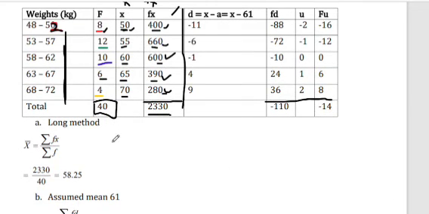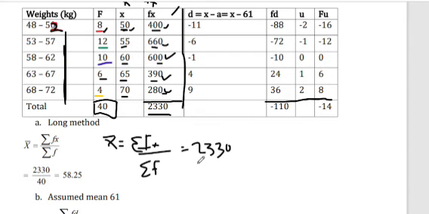So for your mean, you just write your mean, x-bar, is equal to summation fx divided by summation f. Look at fx here, all the things that you have added together, that gives you 2330, divided by summation f, all the ones that you have added together, 40.